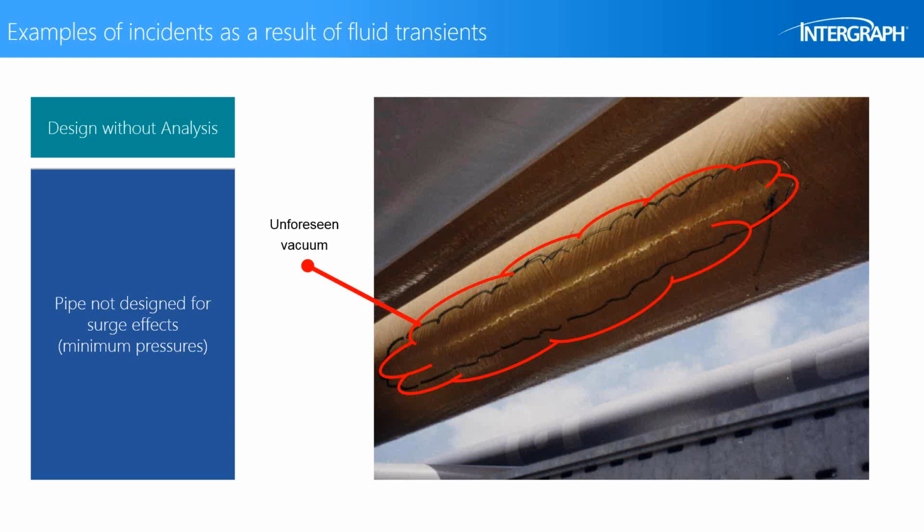Here we have an unforeseen vacuum situation highlighted in both the red and the black clouds shown here. Again, this is similar to what was shown in the chart, although in the chart we had a high pressure situation. Here we have a low pressure situation, an unforeseen vacuum, and the pipe has collapsed.